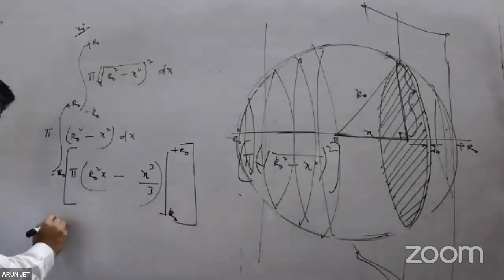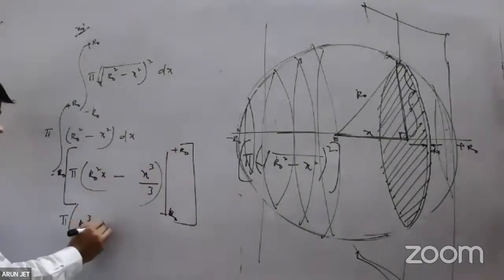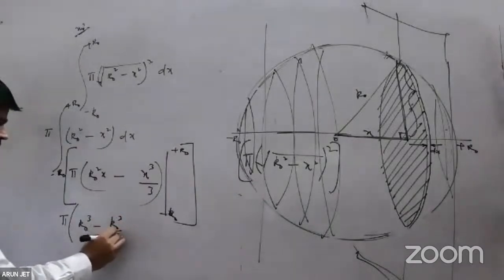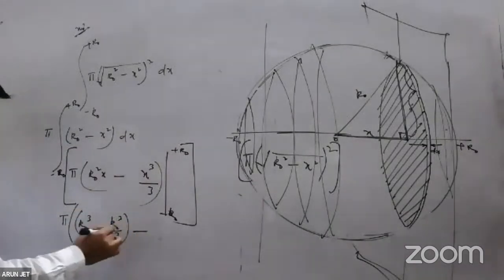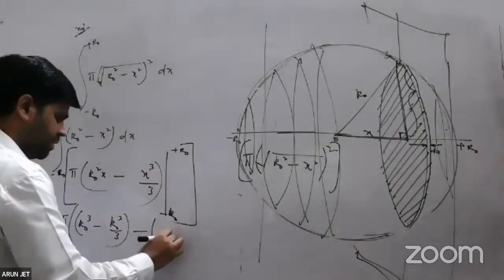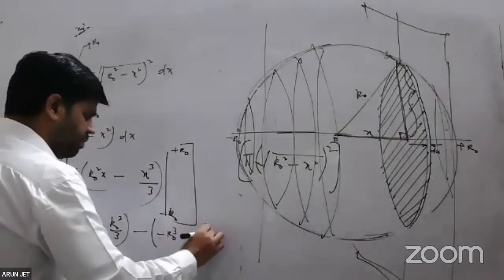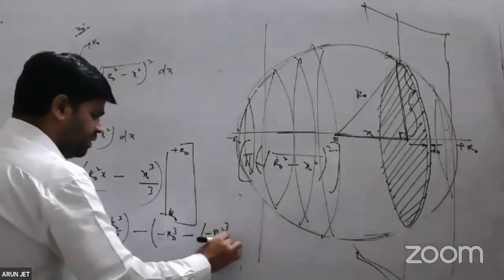So what do I get? Pi times, I substitute plus r naught. I get r naught cube minus r naught cube by 3, minus lower limit. I substitute the lower limit. This becomes minus r naught cube minus r naught cube by 3.